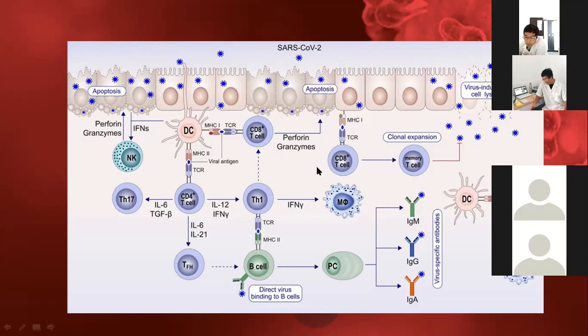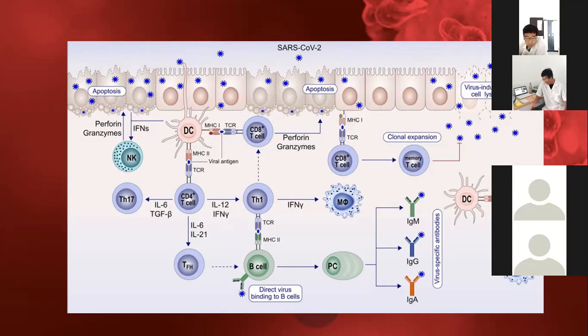And the epithelium presents virus antigens to CD8 T cells with their perforin and granzymes. CD8 T cells and natural killers will show cytotoxicity to virus-infected cells and will induce apoptosis.